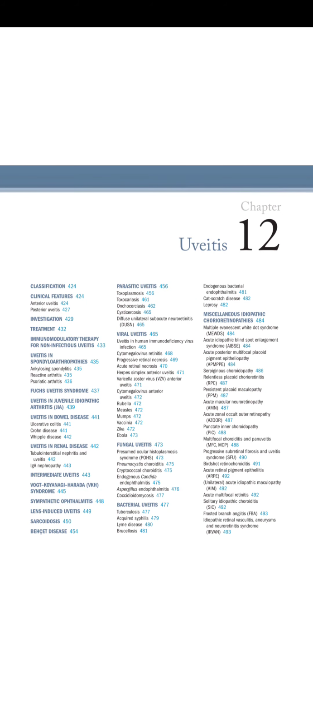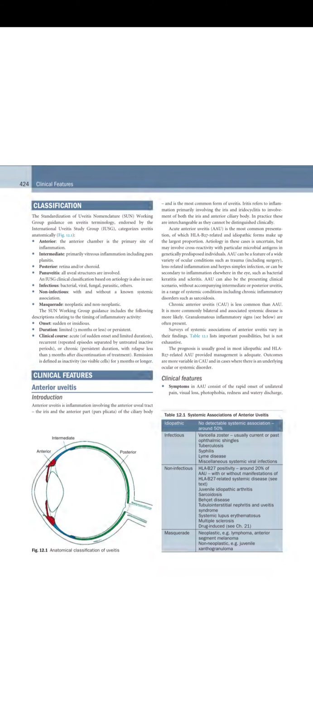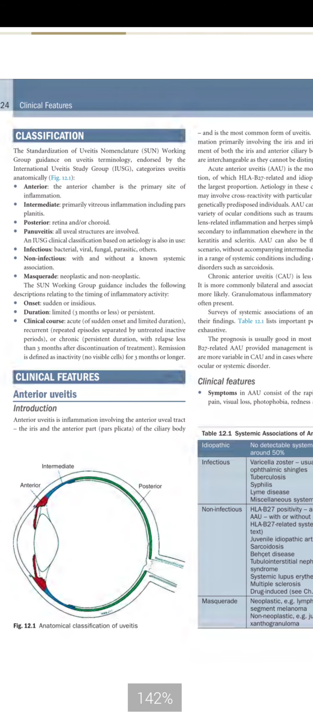So in this part we are going to discuss uveitis, and it is one of the most important topics of the eye, because it is one of the commonly encountered diseases. So basically the inflammation of the uvea is called uveitis. So what are the clinical features?